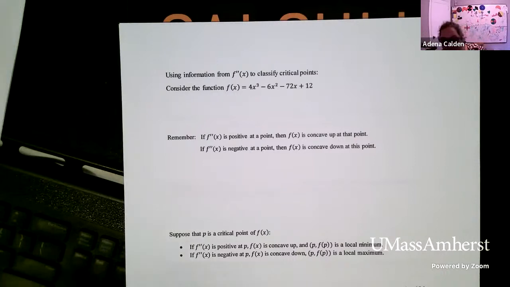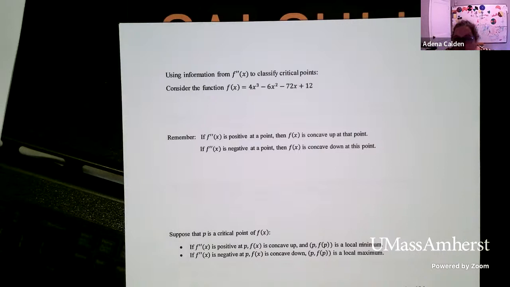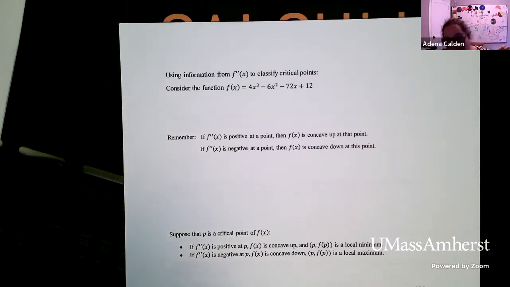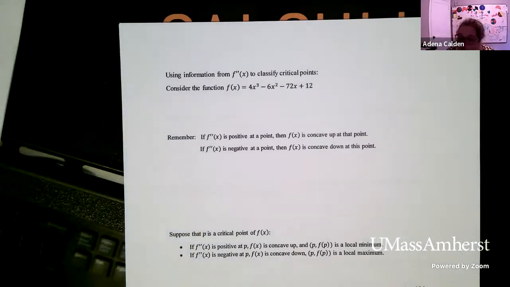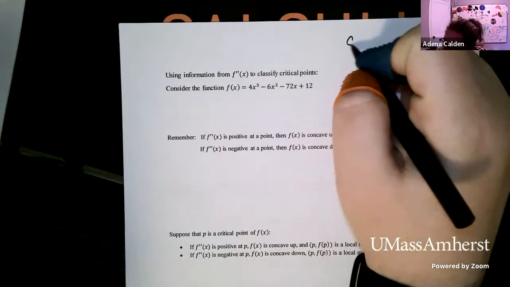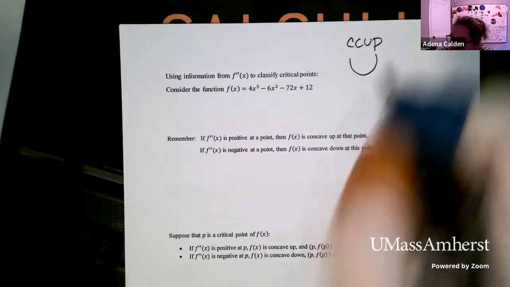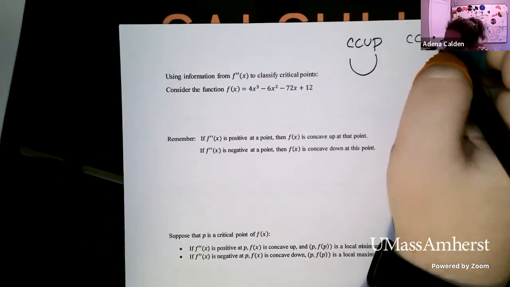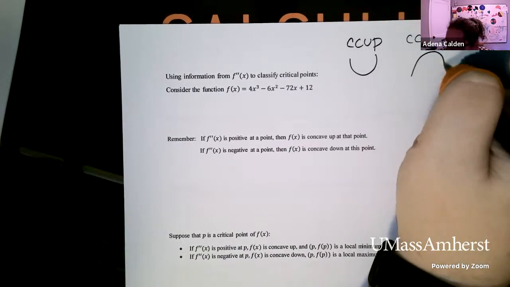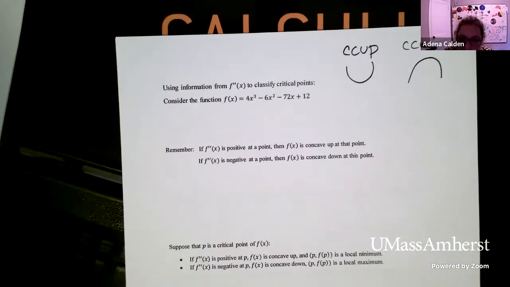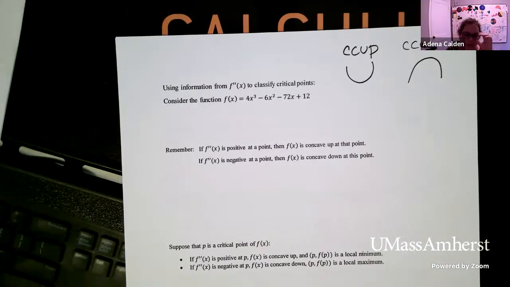And so if we know the concavity and we know how it bends, that will give us the same information about whether it's a max or a min as when we visually look at the original function, right? Because if something is concave up, it bends upwards and it creates a minimum. And if something is concave down, it creates this maximum. Okay, so let's look at how this works.